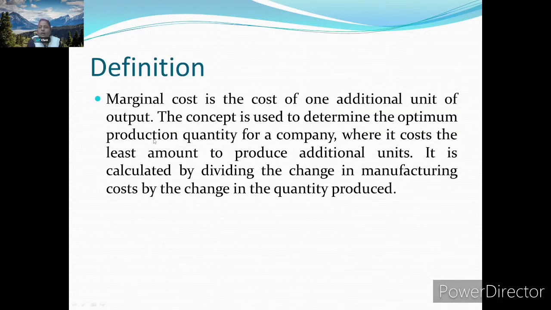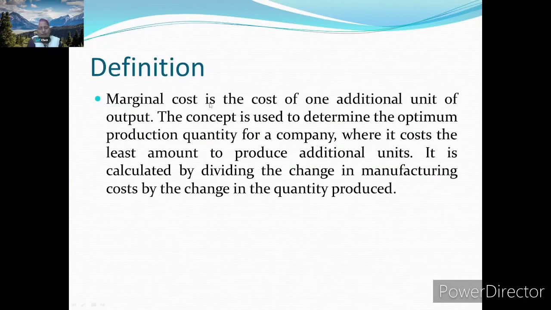Now let us discuss the definition of marginal cost. Marginal cost is the cost of one additional unit of output. Here we have to understand that marginal cost is the cost of one additional unit of output. The concept is used to determine the optimum production quantity for a company, where it costs the least amount to produce additional units. It is calculated by dividing the change in manufacturing costs by the change in the quantity produced.